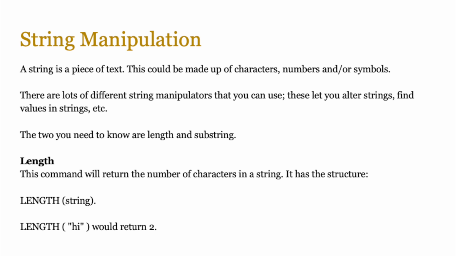Length basically returns the number of characters in a string, and all you need to do is simply say length, bracket, a variable name or actual string. Like in this case, hi would return 2 because there are only 2 characters in hi. Now, just a word of warning, sometimes you'll be asked to check the length of a phrase. Space is counted as a character. So if you had hi space Joe, it would return 6, 5 for hi Joe and 1 for the space.